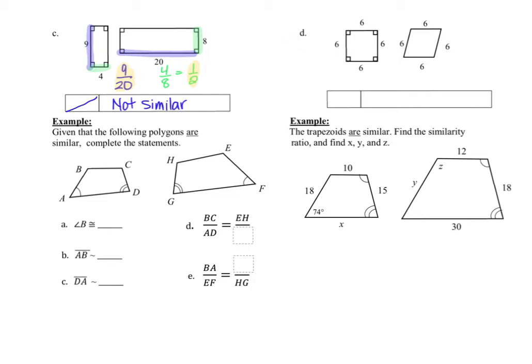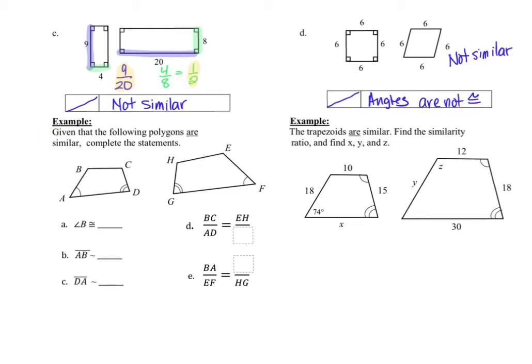Let's take a look at letter D. Notice that we have a square where all sides are 6 and a rhombus where all sides are also 6. So they appear to be similar. However, one of the criteria is not only that the sides are proportional, but that the angles are congruent. If you look at the square, all of these have 90-degree angles, and these are not 90-degree angles. So that means that these are not similar because the angles are not congruent.